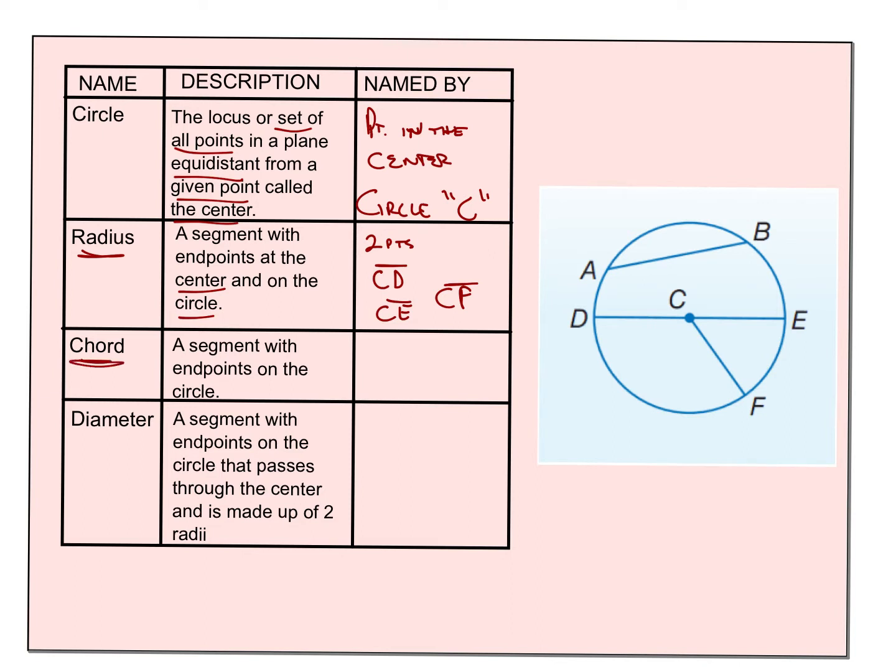A chord is a little bit different. Basically, anything that starts and ends on the circle would be considered a chord. So in this case, AB would be the best definition of a chord. And then the diameter is basically a chord that goes through the center. It passes through the center, endpoints are on the circle. So in this case, my diameter would be DE. Okay, so circle, radius, chord, diameter. Chord is probably one of the few things you haven't seen before. The other ones you've seen before but may have forgotten about.